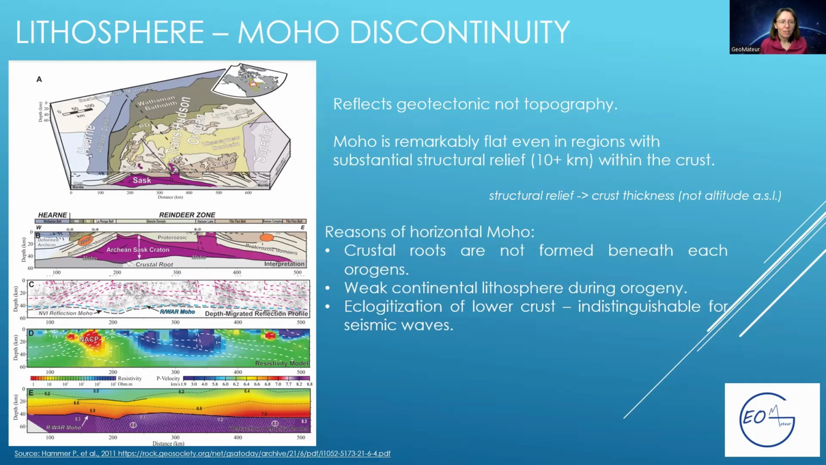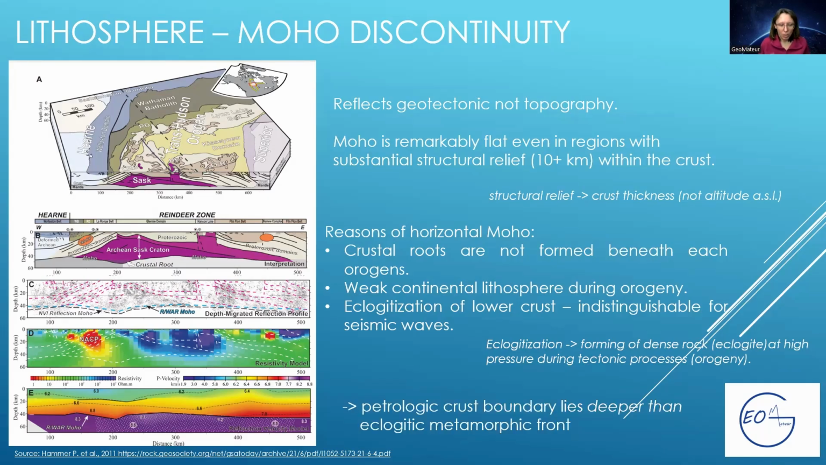Reasons for a horizontal Moho can be that crustal roots are not formed beneath each orogeny, weak continental lithosphere during orogeny, or eclogitization of lower crust that is indistinguishable for seismic waves. Eclogitization is forming of dense rock at high pressure during a tectonic process like orogeny. And in that case, the petrologic crust boundary lies deeper than the eclogitic metamorphic front.